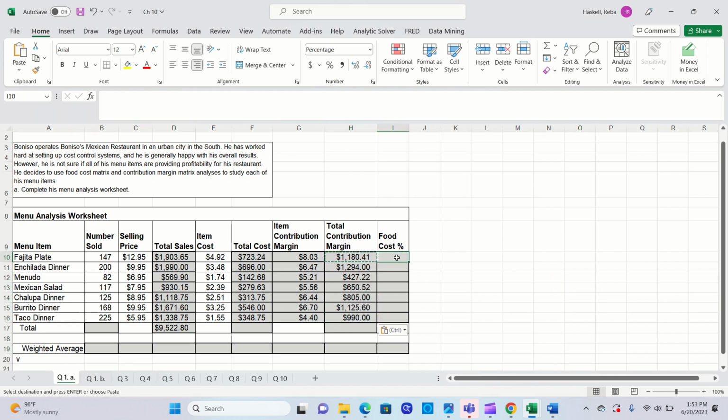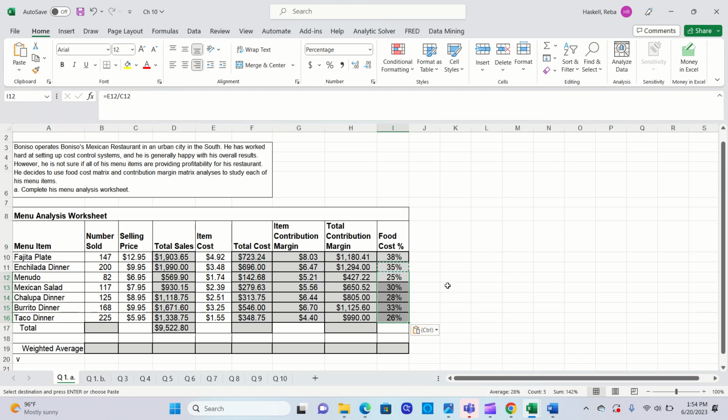And let's look at our food cost percentage. We remember that our item cost divided by our selling price equals our food cost percentage. Let's put that in here. We can see all these different menu items are listed on the menu at different prices. They have different costs, different contribution margins, and different food cost percentages.